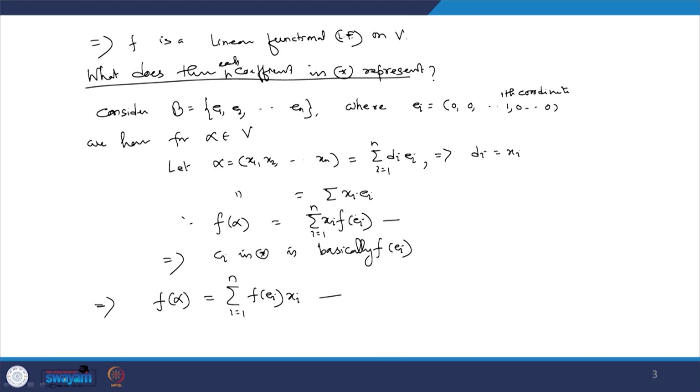Now, the question is: is it possible to generalize this concept for any finite dimensional vector space? I mean, if an ordered basis is given to you, is it possible that we can define the functions f like sigma f of Ei into xi form? Now, I will definitely answer these questions, but before that, let me give some more examples of linear functionals, and then I will come to these questions.